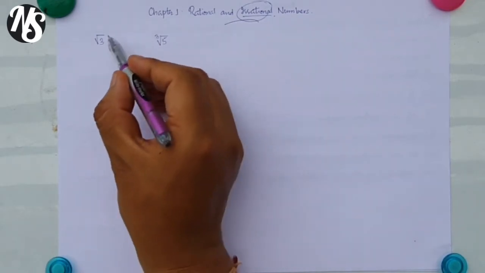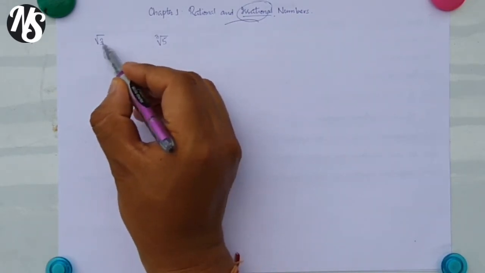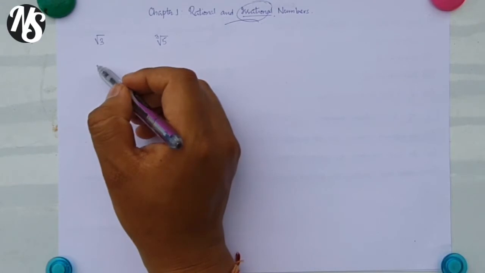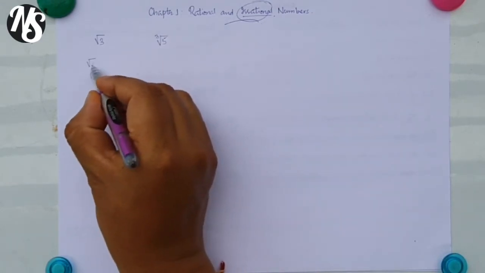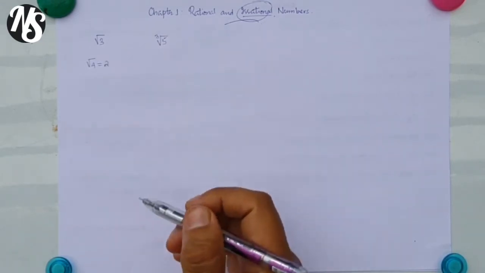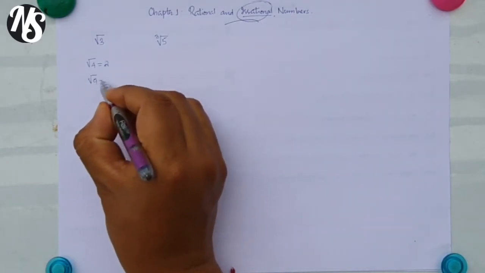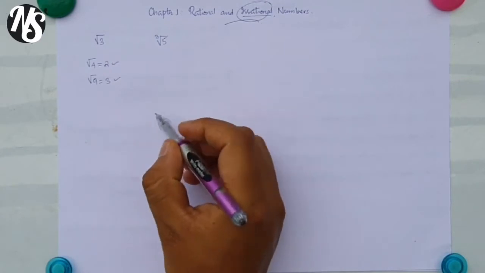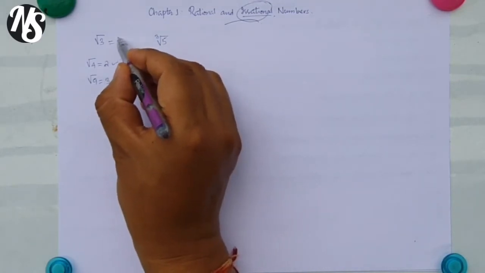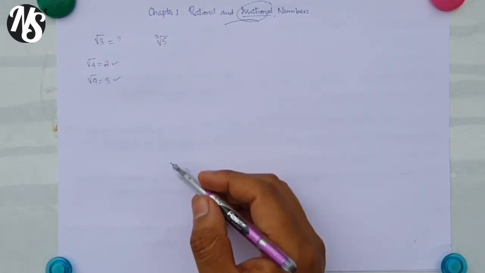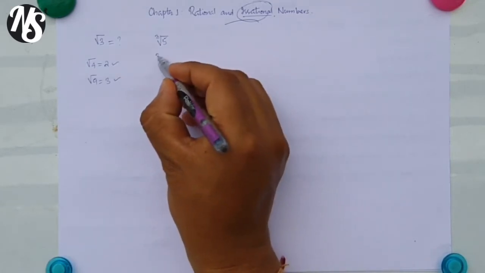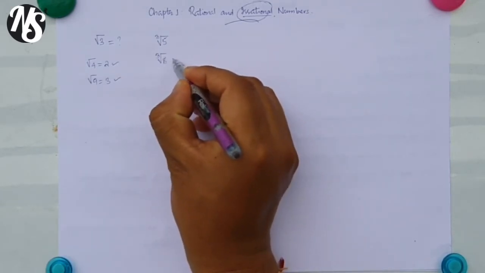Now, can I find the square root of 3? Do you know what is the value? For example, we know the square root of 4 is just 2, isn't it? Similarly, the square root of 9 is 3. We know their exact values, isn't it? But do you know how much is the exact value here? No, right?